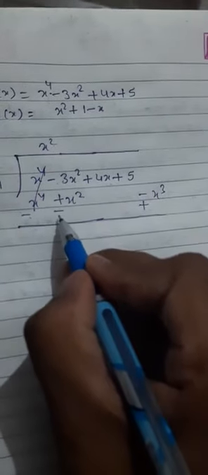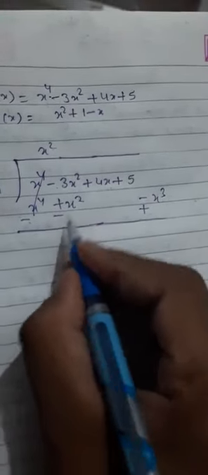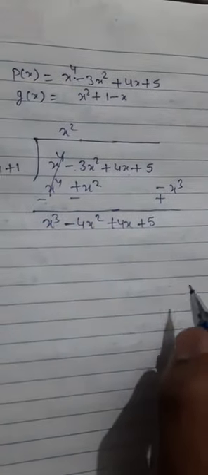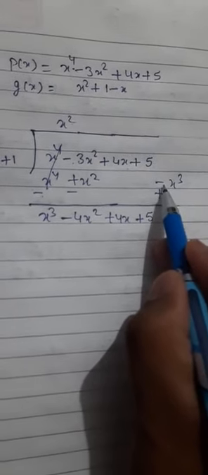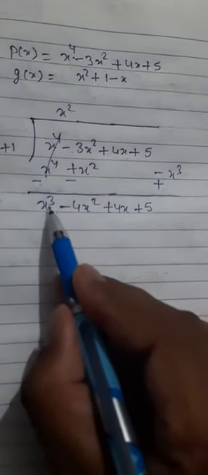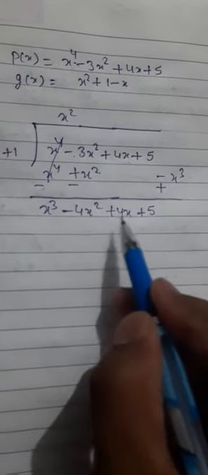First term and first term will cancel. Now both are negative. So minus 3x square and minus x square will become minus 4x square, and this 4x we will write as it is, plus 5. Now this positive x cube we can't write in last because x cube is the largest degree. Okay, so we will write in the first positive x cube like this. It is not negative x cube, it is positive, so it is positive x cube we have written in first. So you can see it is in proper order, x cube, x square, x and 5.